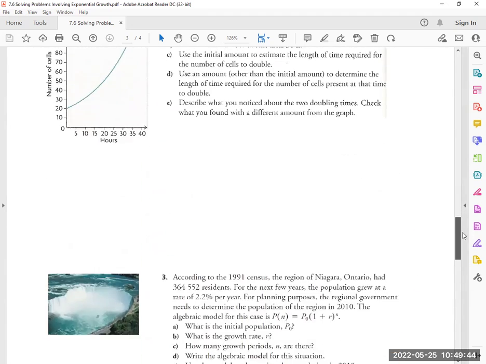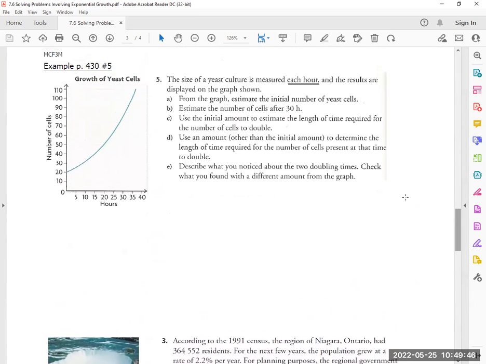I want to give you one last style of questions. It's when you get a graph like this, right? So here is a graph that tells you how much time has passed on the bottom, how many bacteria cells are on the y-axis, okay? The size of a yeast culture is measured each hour, and the results are displayed on the graph shown. From the graph, estimate the initial number of yeast cells. How many cells did I start with?